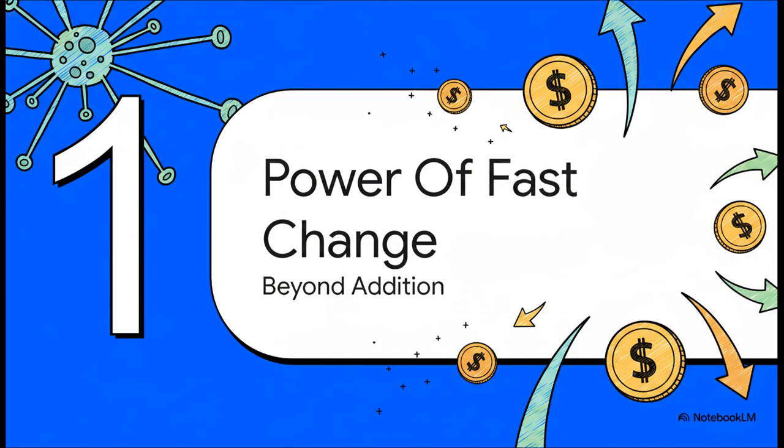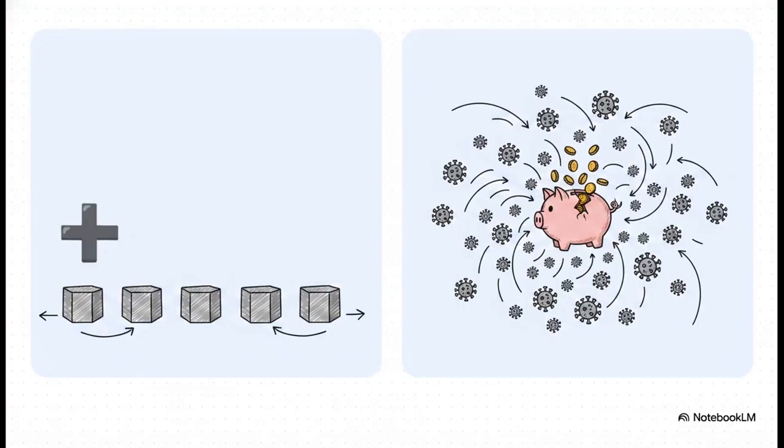Section 1. The power of fast change, moving beyond addition. Think about it for a second. How exactly does a virus manage to spread to thousands of people in just a matter of days? Or, on the flip side, how does a well-managed savings account suddenly seem to completely balloon in value after a couple of decades? To really understand this, we have to contrast linear change with exponential change.